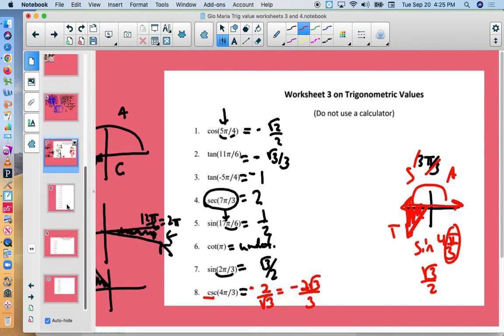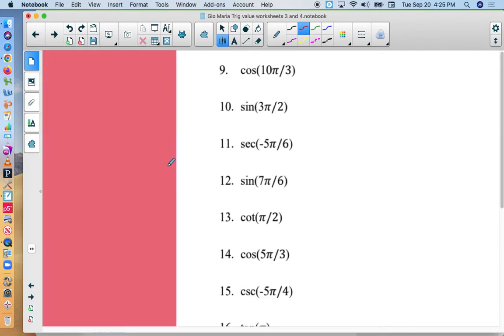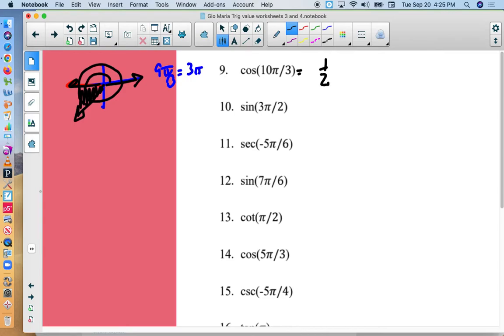All right, moving on, worksheet 3, number 9. Think of the closest multiple of 3 you can get to 10 pi over 3, which is 9 pi over 3, which is 3 pi. It'll always reduce to one of these two places. So if I go 9 pi over 3, I will have gone pi, 2 pi, 3 pi. It's 9 pi over 3, so 10 pi over 3 pushes past it to a 60-degree reference angle. Cosine of that's 1/2, and in the third quadrant, cosine's negative. Sine of 3 pi over 2, these are our pi over 2's.